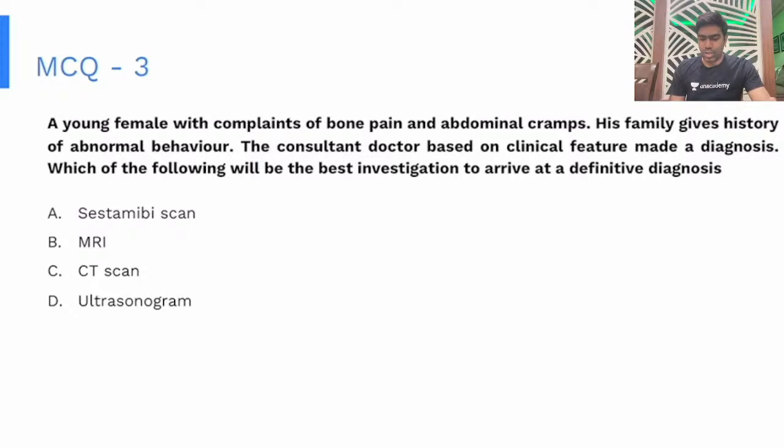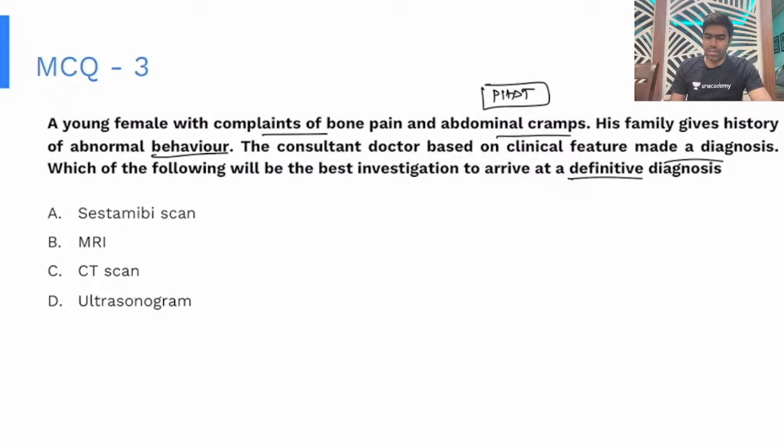And coming to this one, you have a young female with complaints of bone pain and abdominal cramps. Her family gives history of abnormal behavior. The consultant doctor, based on clinical features, made a diagnosis already. Which of the following will be the best investigation to arrive at a diagnosis? Of course, this patient is presenting with the classic manifestation of primary hyperparathyroidism. So PHPT, you know how PHPT is going to present. Primary hyperparathyroidism is going to present with stones, bones, groans and moans.